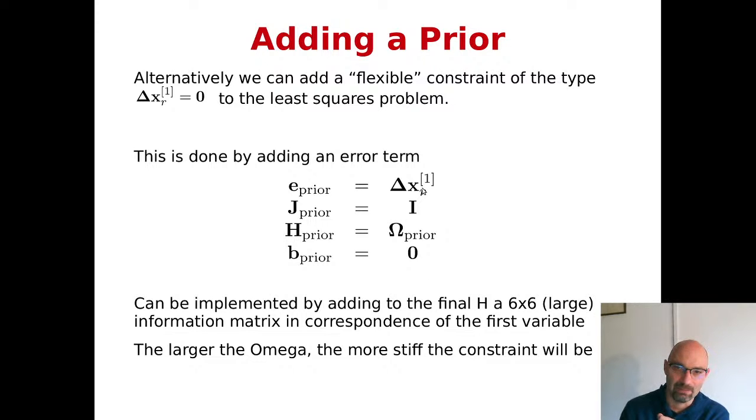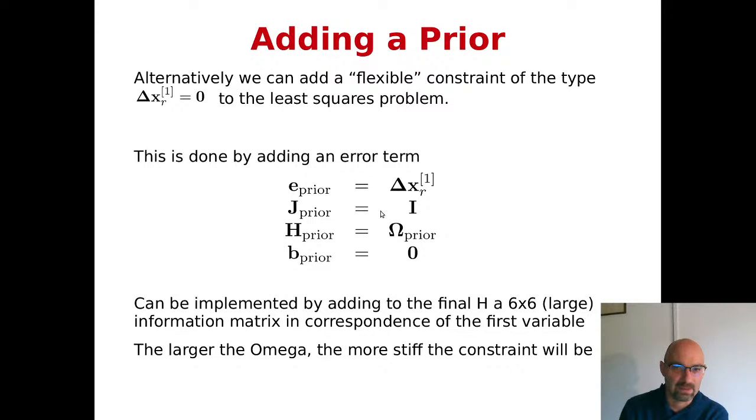Because I'm adding a prior which is very lousy. I don't care where the robot is. I just don't want it to move too far. And I want just to add some constraint to the system so that it's determined. What I'm simply saying is that I want the perturbation delta xR to be as small as possible, ideally 0. Being the system underdetermined, I will always find the perturbation delta xR equal to 0.